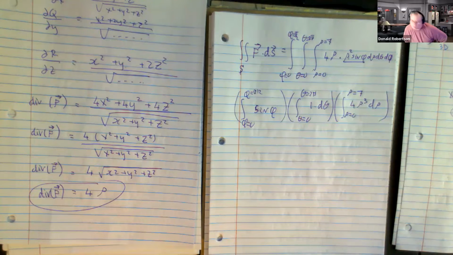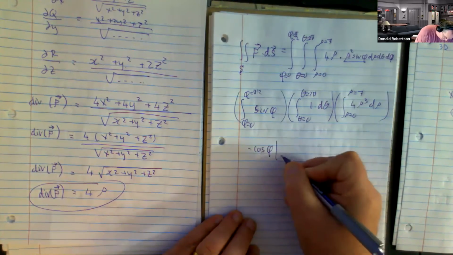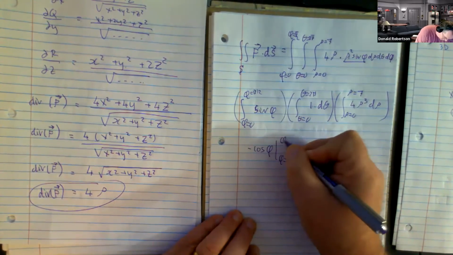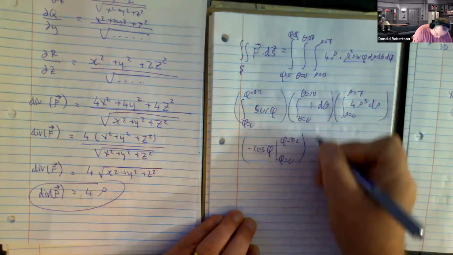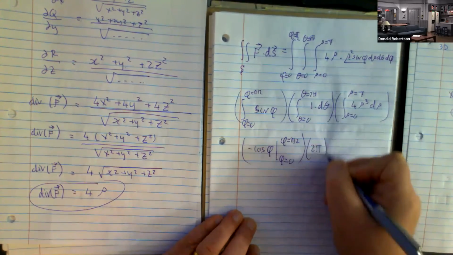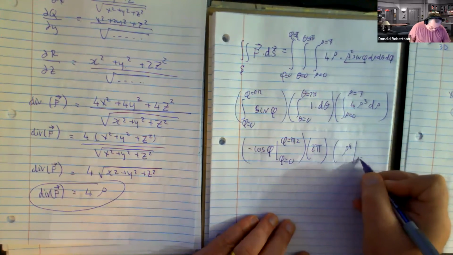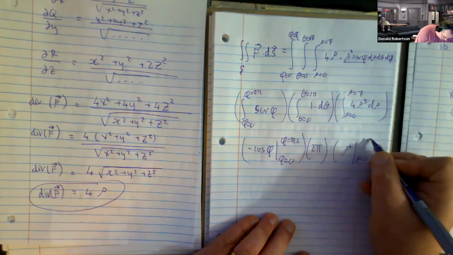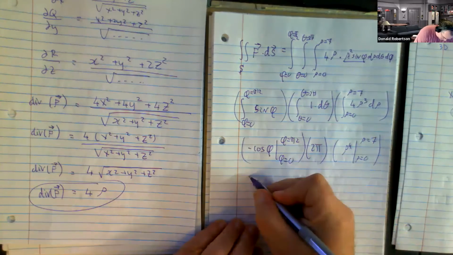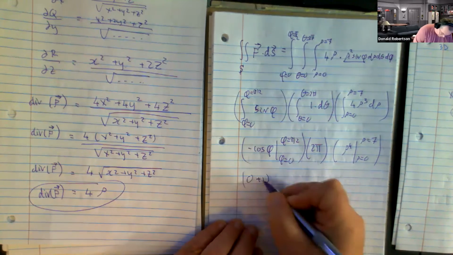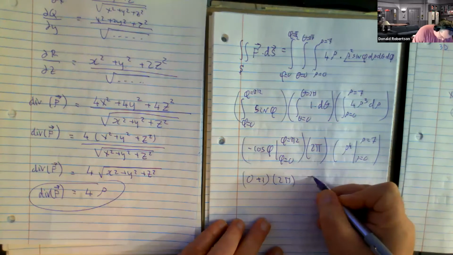Variable separable. Right. If you do this guy, you get a negative cosine evaluated from 0 to pi upon 2. If you do this one, you just get 2 pi. If you do this one, you get rho to the 4 evaluated at 0 and at 7. Plug in that guy, you get negative the cosine of pi upon 2, which is nothing. Take away negative 1 is plus 1, so you get 1 out of that. That guy's still 2 pi, and this guy gets you 7 to the power of 4.